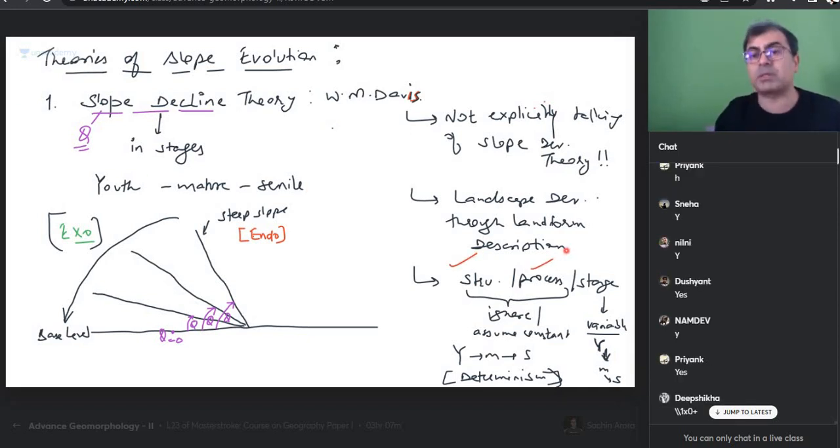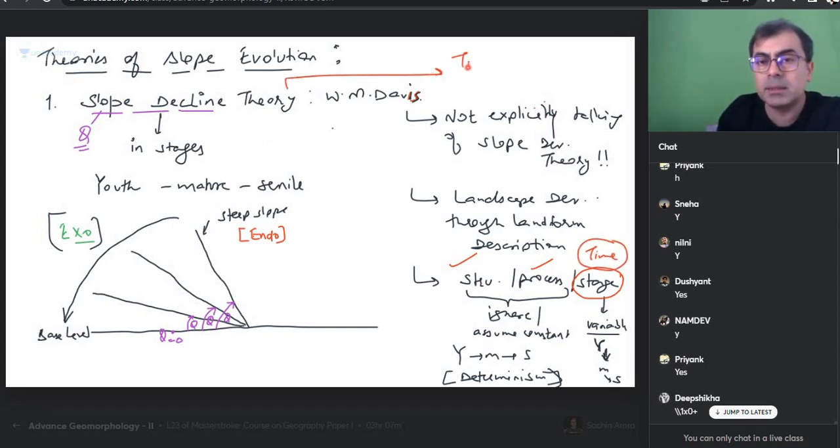Slope change should depend on process, but it does not happen. He is just talking about one thing. He is only talking about time. So his whole cycle is time dependent. And remember, geography is spatial. So what does he do? Time space replacement.